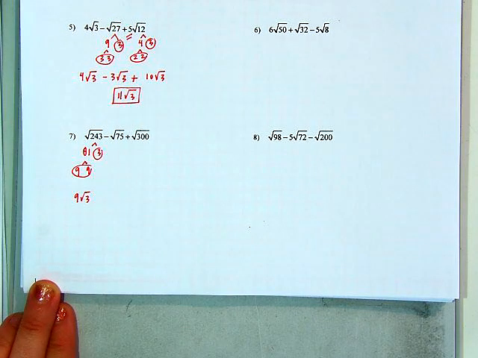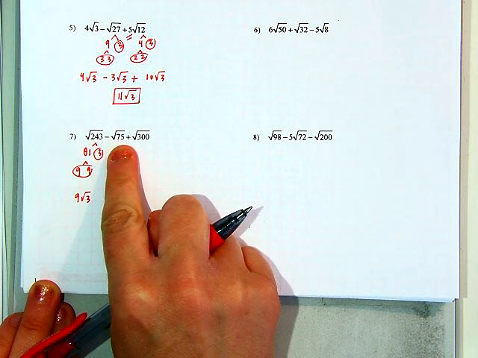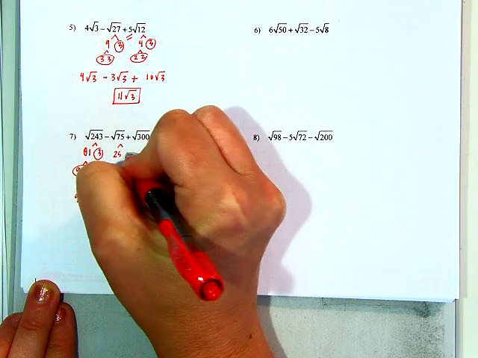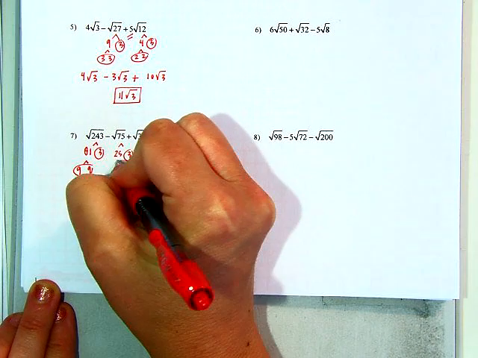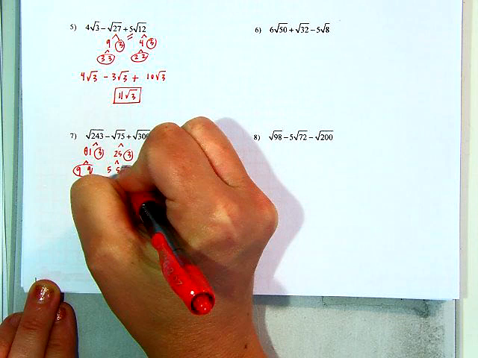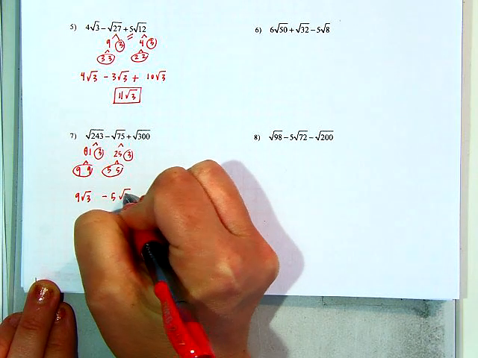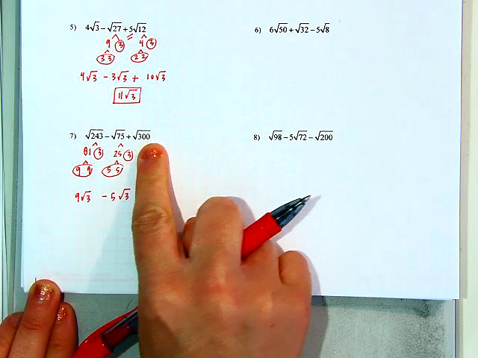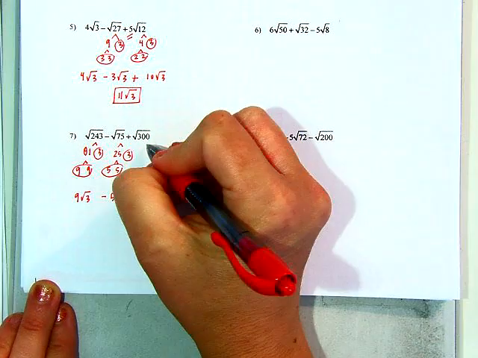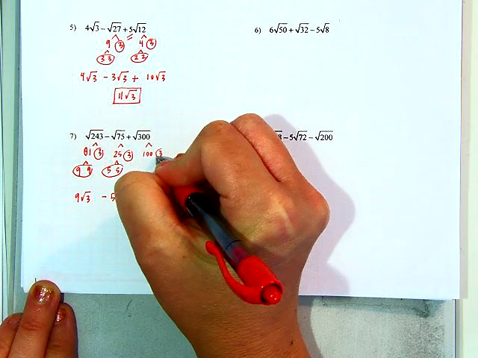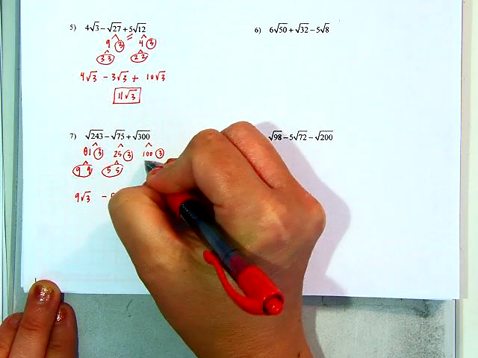Okay, next term, here I'm subtracting the square root of 75. 75 is 25 times 3, and 25 is made up of a pair of 5s. So that second term is minus 5 square root 3. Okay, and lastly, the square root of 300, I know that that is 100 times 3. 100 gives me a pair of 10s.